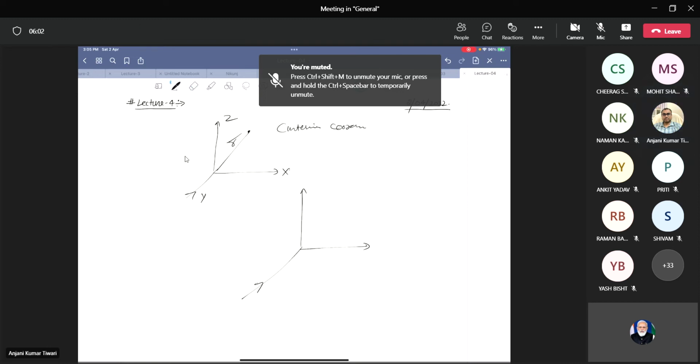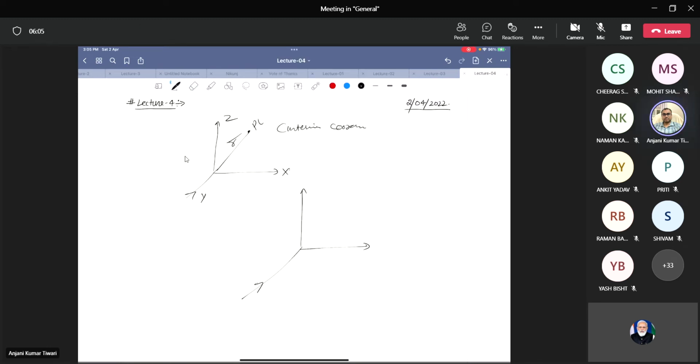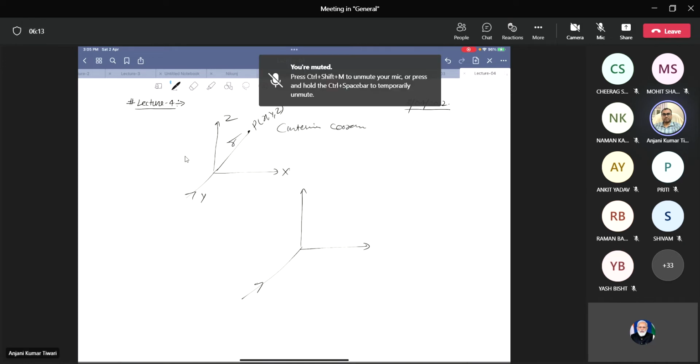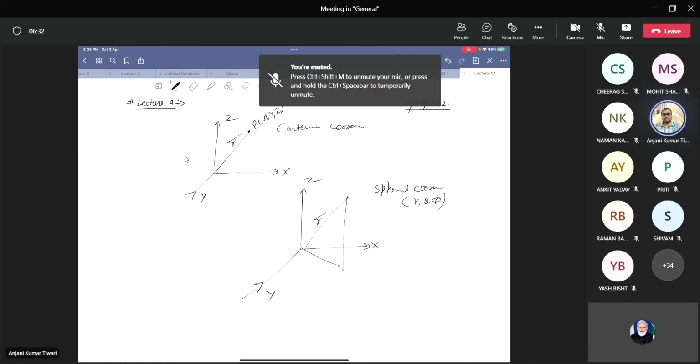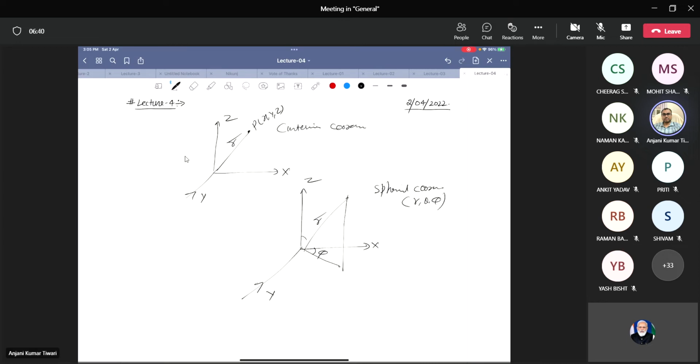Its coordinates are p, x, y, z. And suppose we want to transform this vector from x, y, z to spherical coordinates. So the coordinates are r, theta, and phi. Suppose there's this vector, its length is r, the angle that it makes from the x-axis is phi, and the angle that it makes from the z-axis is theta.